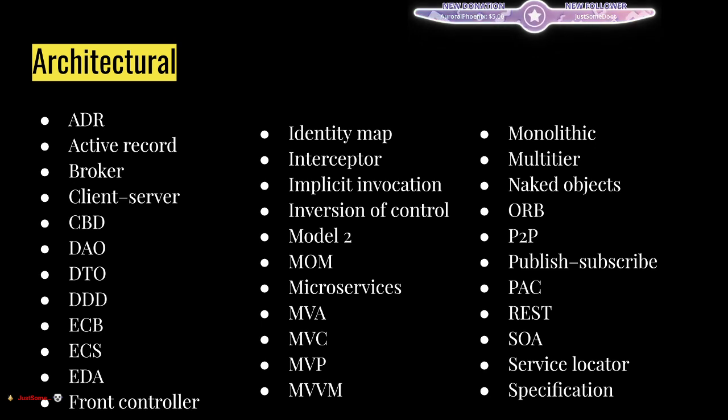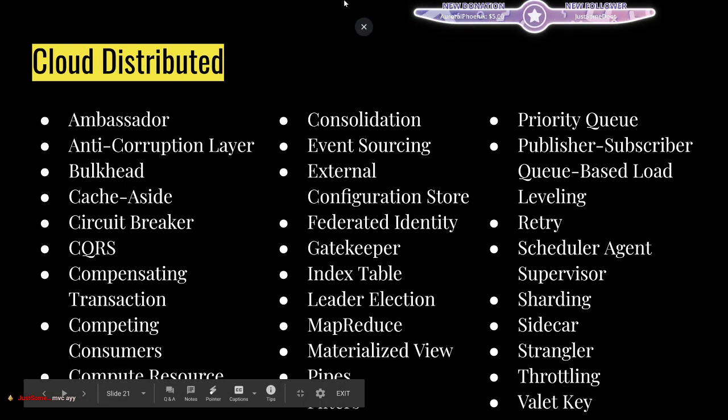Front controller, I know. Identity map, I don't know. Interceptor, I don't know. Implicit invocation, I don't know. Inversion of control, I know. Microservices, I know. MVP, I know. MVVM, I know. Monolithic, I know. Publish, subscribe, I know. REST and SOA, I know. Service locator and specification, I know. So basically half of those I only know. And cloud distributed, I don't know any. Okay, I know some of them.